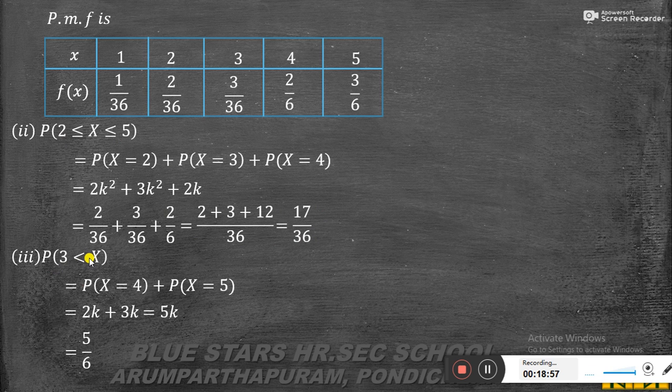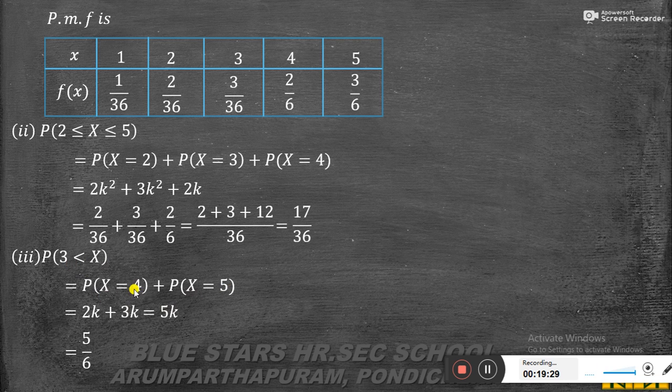Next, probability of 3 less than x. Probability of 3 less than x means we take the x values above the value of 3. That means x takes a value higher than 3. So above 3 means 4, 5. So we write probability of x equal to 4, probability of x equal to 5, that means x takes a value greater than 3. So the greater values than 3 are x equal to 4, x equal to 5.